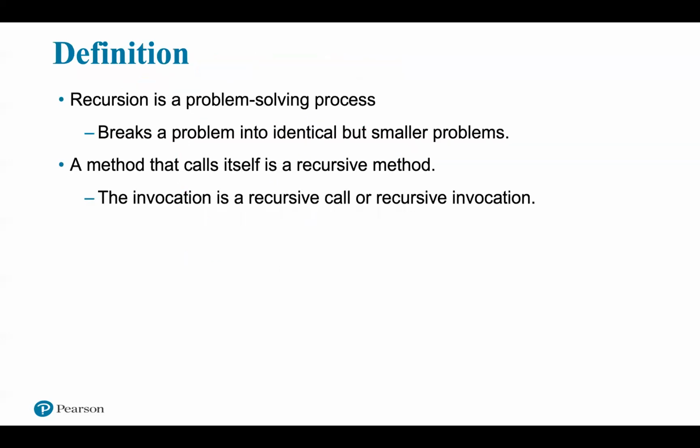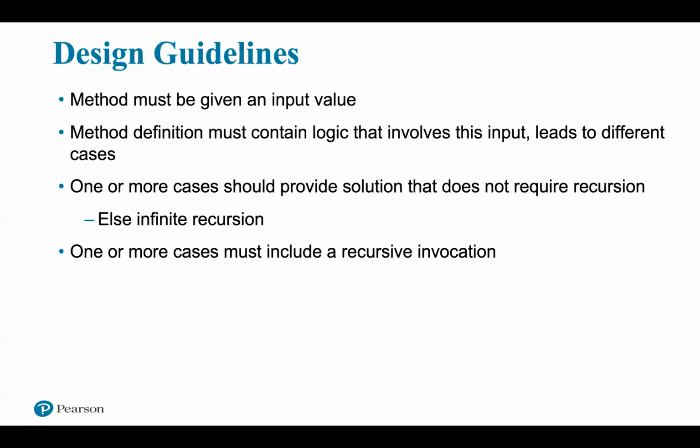So here are a couple of definitions, things to think about. Recursion is a problem-solving process that breaks a problem into identical but smaller problems. A method that calls itself is a recursive method. The invocation is a recursive call or recursive invocation. And a couple of other things to think about: a recursive method uses more memory than an iterative method in general, because each recursive call generates an activation record.